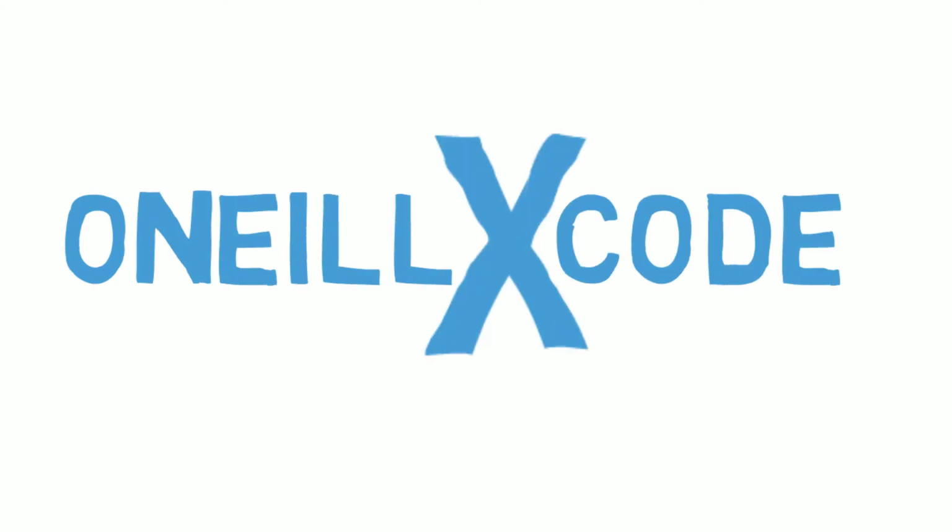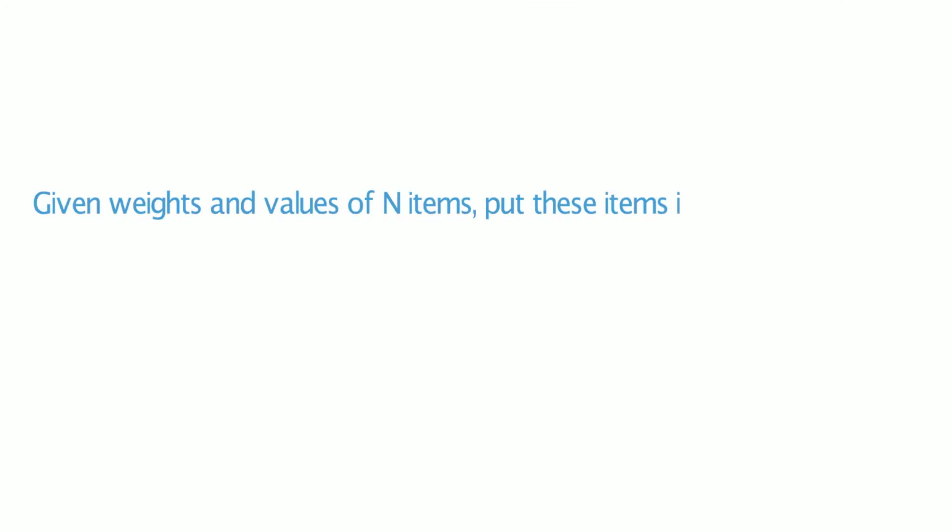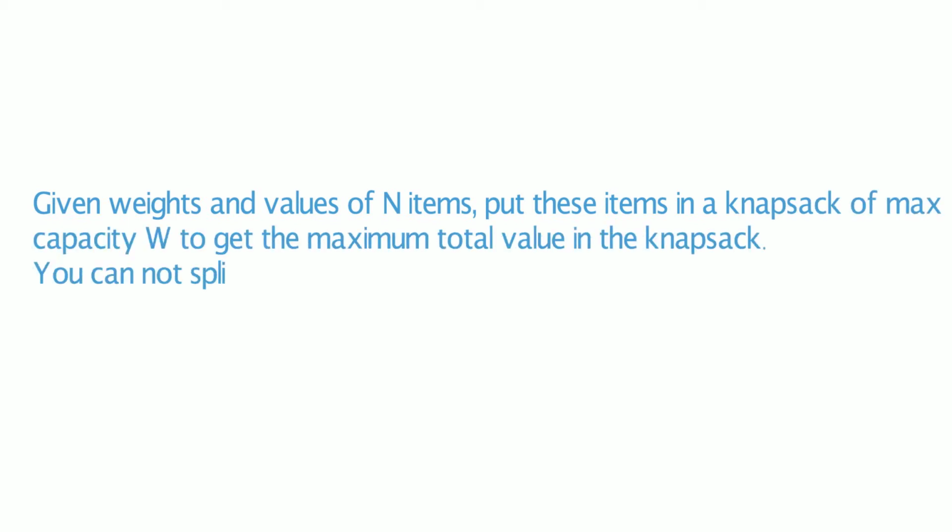Today we have a requested video that goes over the knapsack problem. The question would go something like this. Given weights and values of n items, put these items in a knapsack of max capacity W to get the maximum total value in the knapsack. You cannot split items. Since we are unable to split the items, this is known as a 0-1 knapsack problem. In some instances, you are allowed to split the items to complete the problem, but we won't be going over this version since I think the 0-1 knapsack problem is more commonly asked.